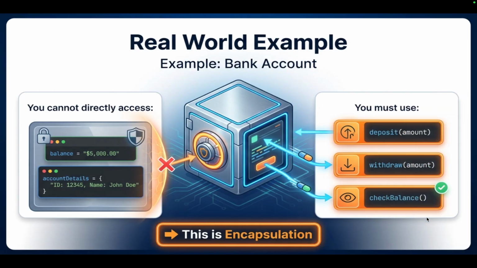Example. Let us understand encapsulation using a real-world example. Think about a bank account. You cannot directly access or change the balance. Instead, you use deposit, withdraw, check balance. So the balance variable is hidden and access is given only through methods. This is exactly what encapsulation does in Java. We hide internal data and expose only required operations.